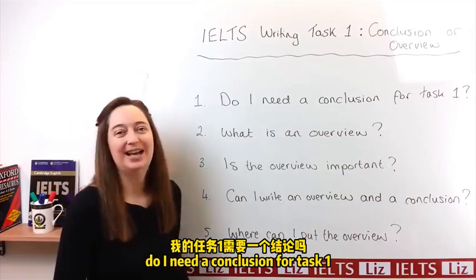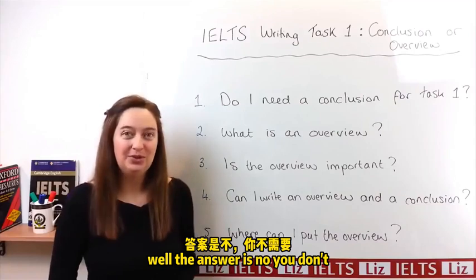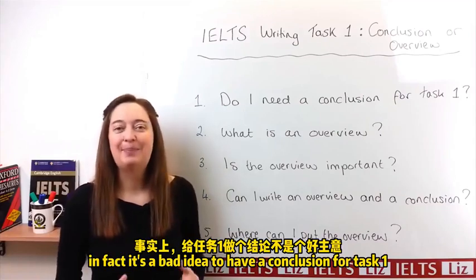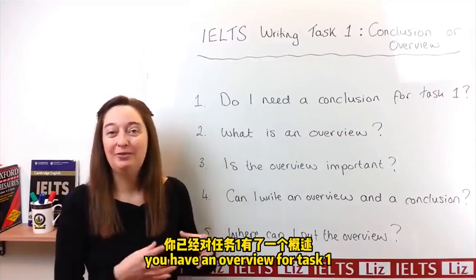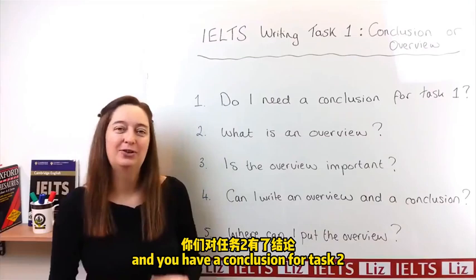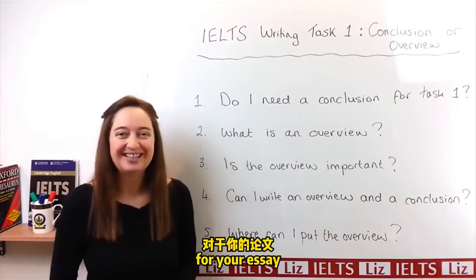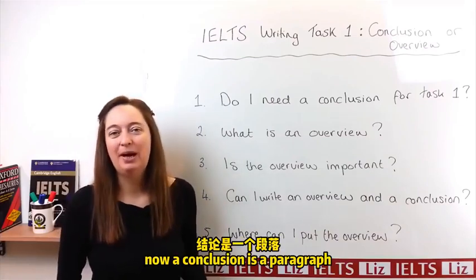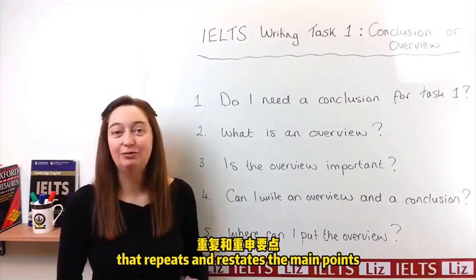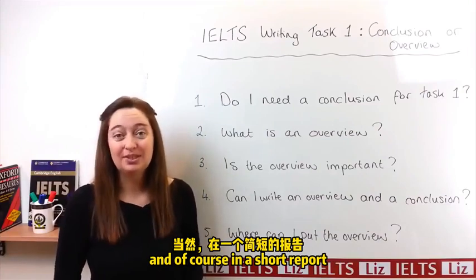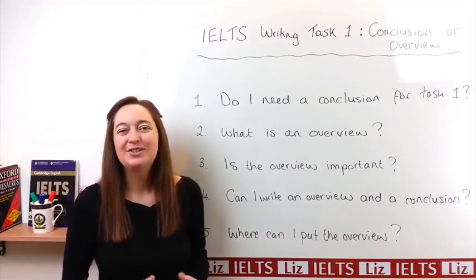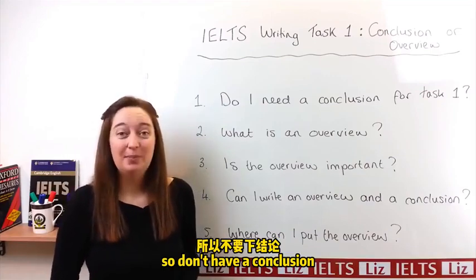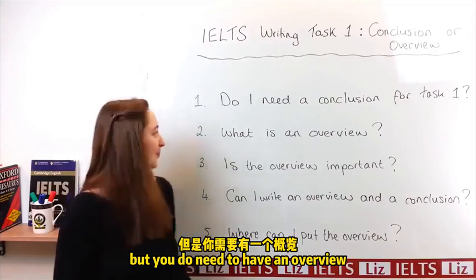Do I need a conclusion for Task 1? Well, the answer is no, you don't. In fact, it's a bad idea to have a conclusion for Task 1. You have an overview for Task 1 and you have a conclusion for Task 2 for your essay. Now, a conclusion is a paragraph that repeats and restates the main points. And of course, in a short report, you shouldn't be repeating any information. So don't have a conclusion, but you do need to have an overview.